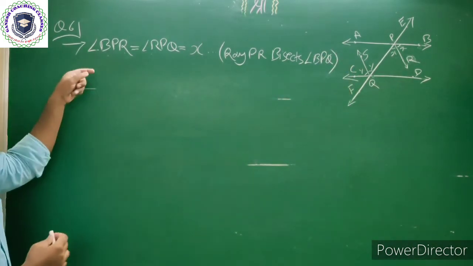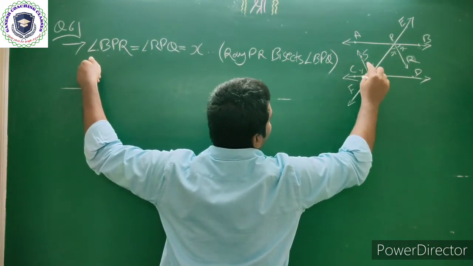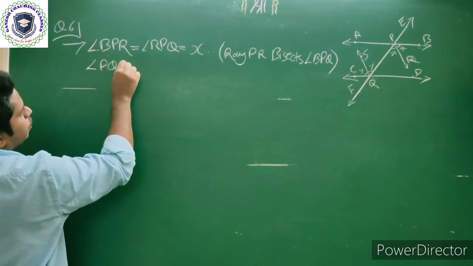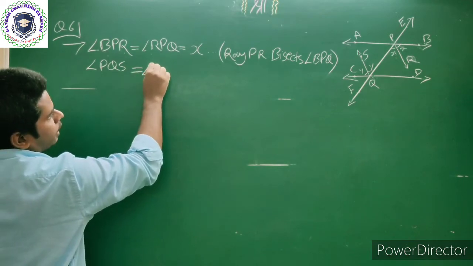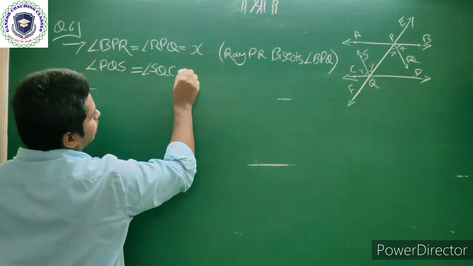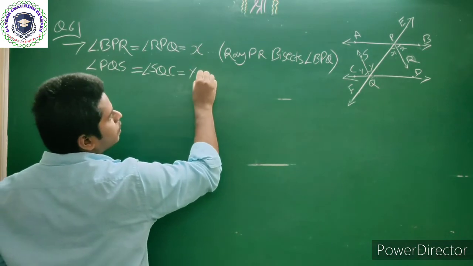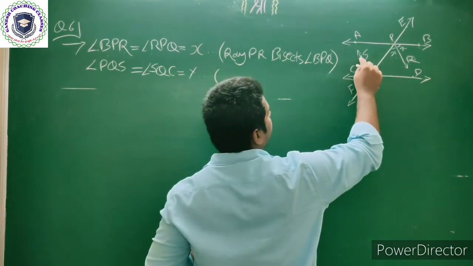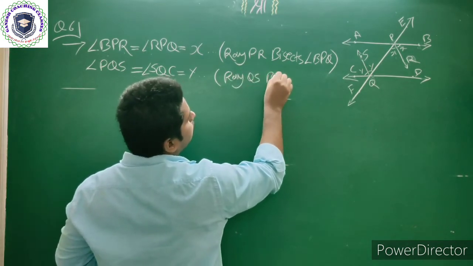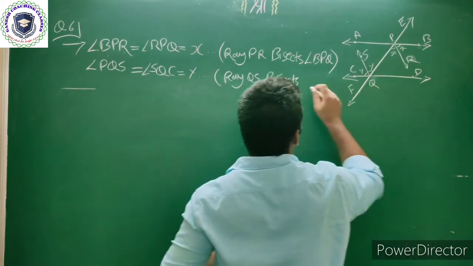Okay, so now the second condition. In the second condition, angle PQS is equal to angle SQC, and the value of these two angles is Y. The reason is that ray QS bisects which angle? It bisects angle PQC.